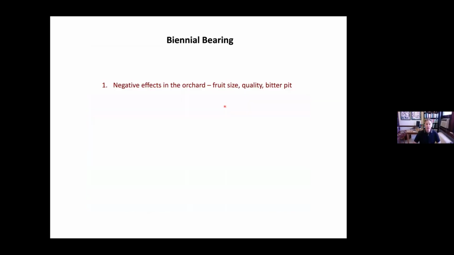And so let's talk a little bit about biennial bearing. It has negative effects in the orchard. You're going to say, yeah, you're telling me it has negative effects in the orchard. You should have seen my bank account. Absolutely. It can affect fruit size, it can affect quality, it can affect bitter pit, it affects the continuity of yield from year to year.